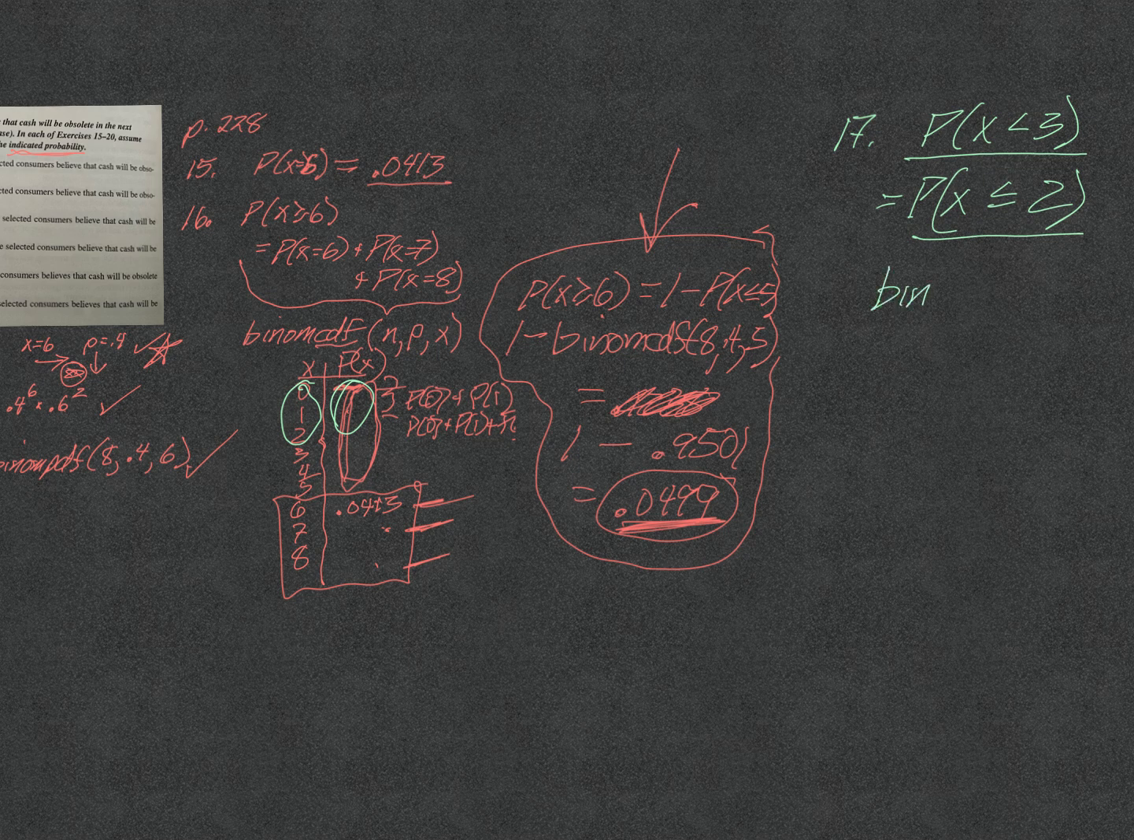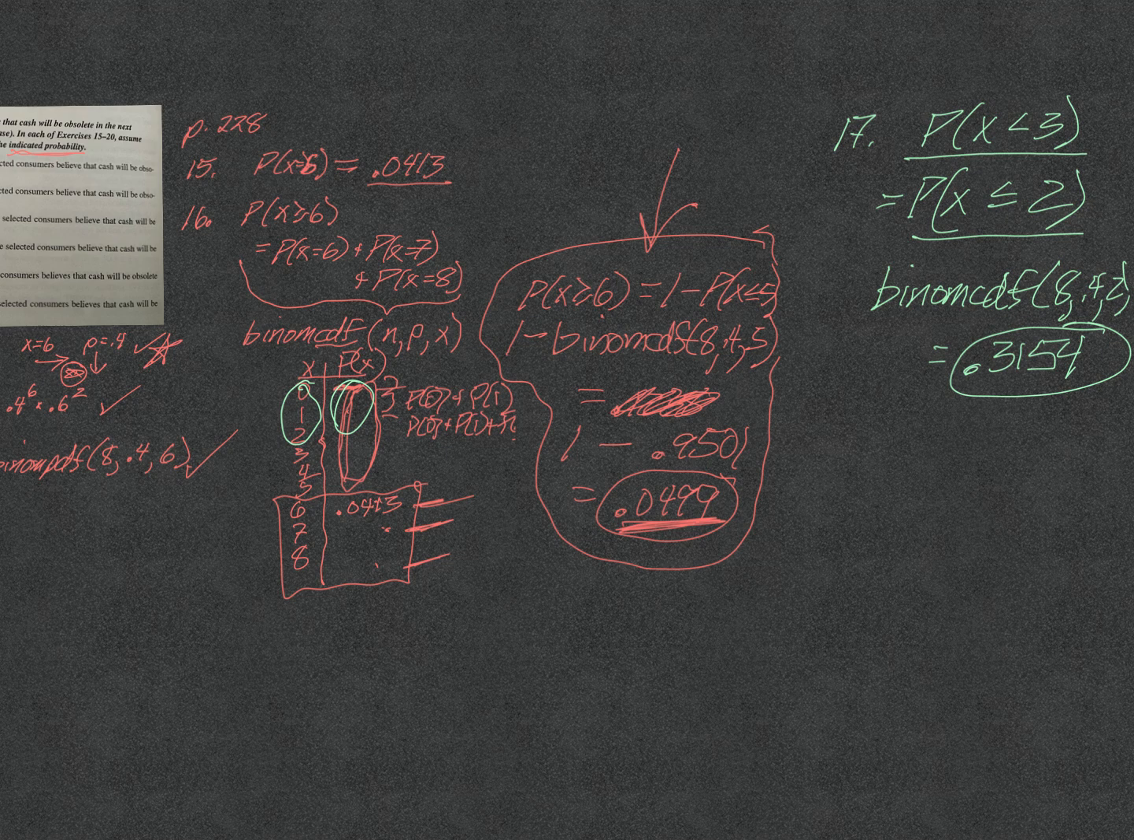And in this case, since it's just the less than, not the greater than, I don't have to subtract it from 1. So I would do 8.4, and I want to add them all up to 2. And so that would be how I do this. And punching that on my calculator, I get 0.3154 for my probability.